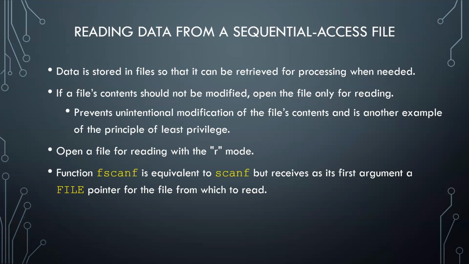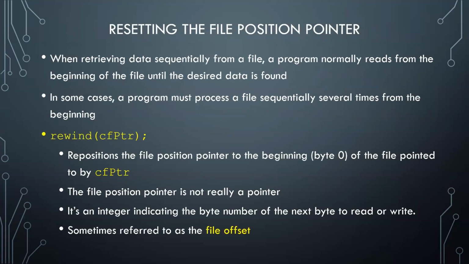Open a file for reading with that R mode that we just saw in the table. That's read only. Function fscanf is equivalent to your scanf, but it's going to receive the argument as a pointer to the file you're going to read out of. We said that a file is nothing but a stream, and your pointer is actually going to march through that stream and go through the file either line by line or character by character. So you're going to read at the beginning and then just read through the file to the end. But in some cases, a program may have to process a file several times from the beginning, or you may have to return to the beginning.